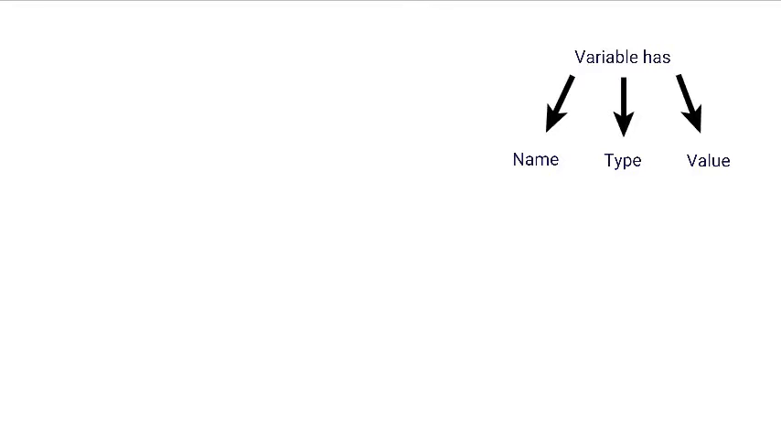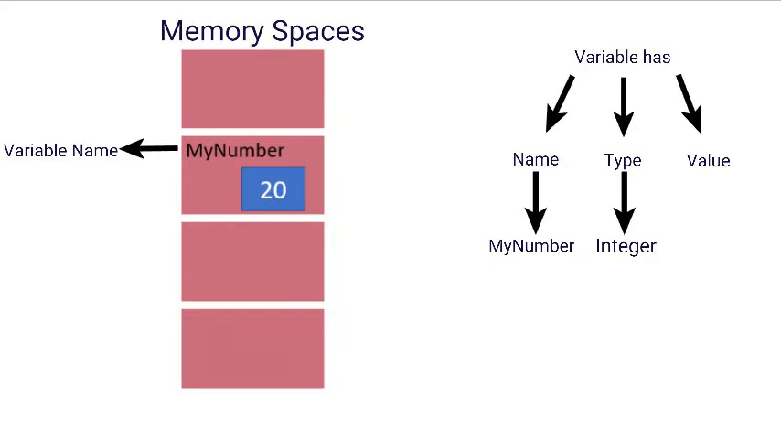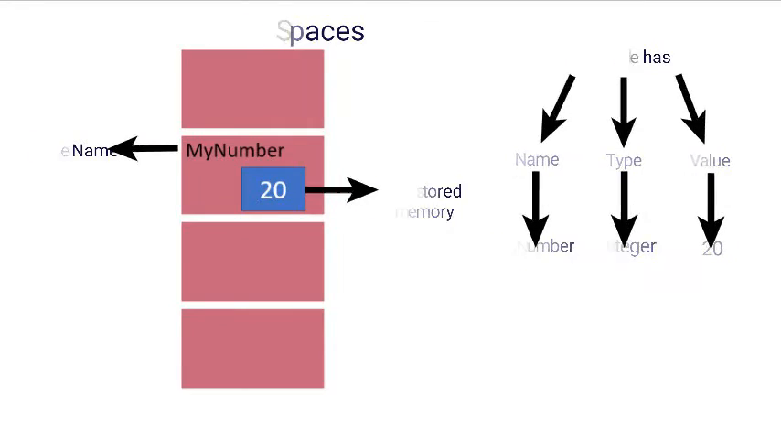Firstly, we need to declare the variable name and its data type before we can use the variable. Imagine these are memory spaces. In these memory spaces, we declare a variable name as my number with data type of integer. Therefore, one location in the memory spaces will be allocated for the variable my number. Data value of 20 is stored in the memory location of the variable my number.